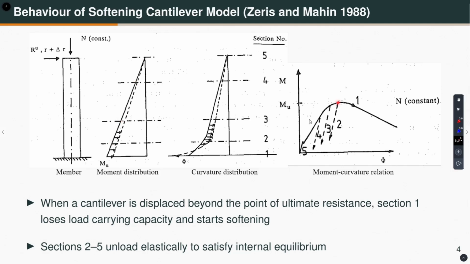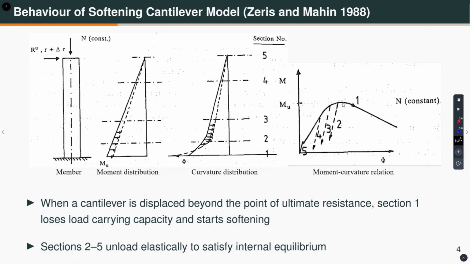So, let us say here is 2, 3, 4 and 5 on the moment rotation response, okay, because let us say the cross section is identical along the height of the cantilever. So, this moment at point 2 is here, 3, 4 and 5 on the moment versus curvature diagram, right. So, I am showing it on the same diagram because let us say the cross section is the same along the length of the cantilever. So, you have the same moment curvature response.